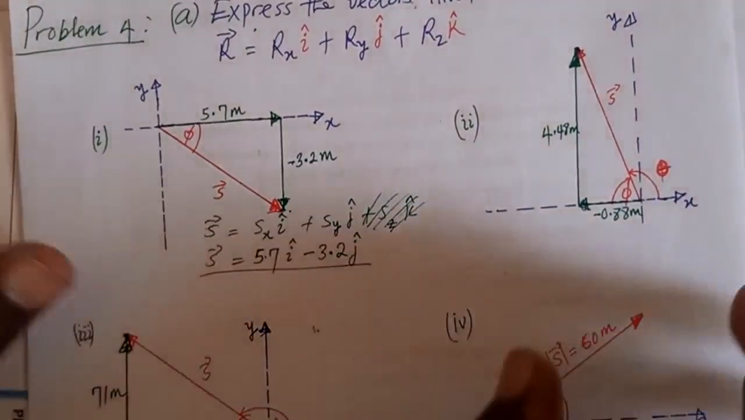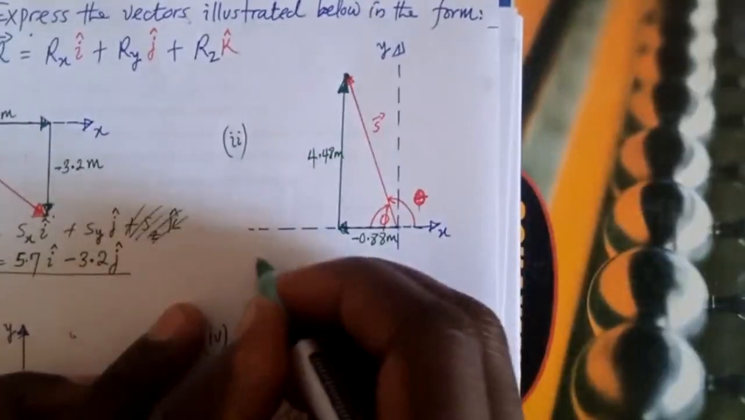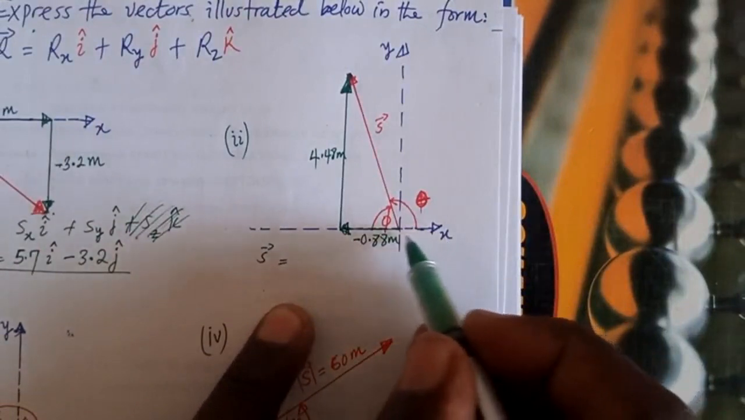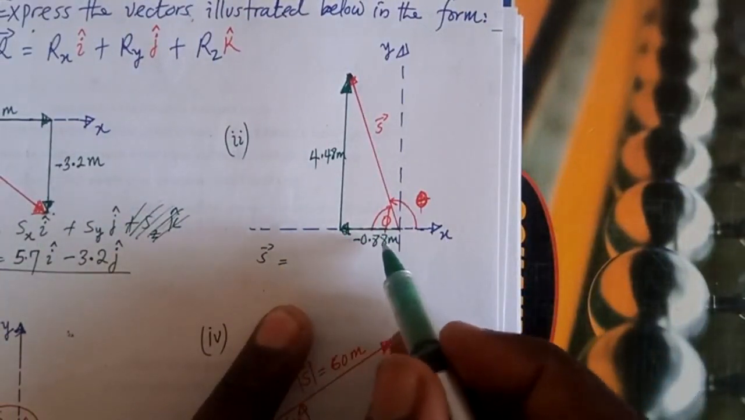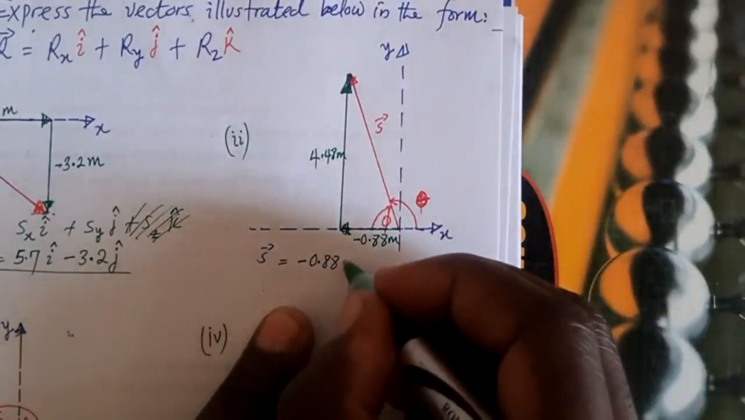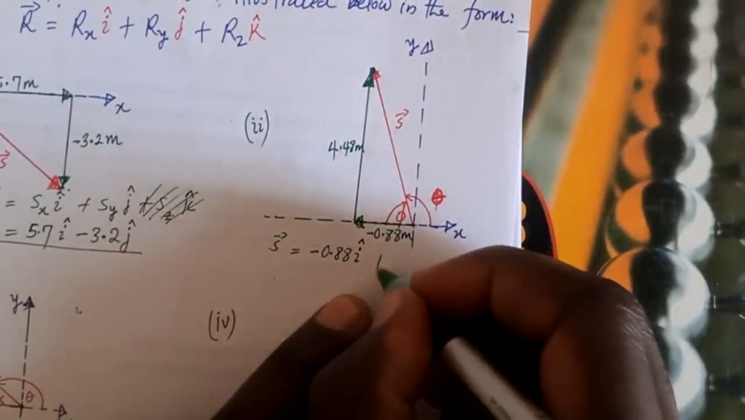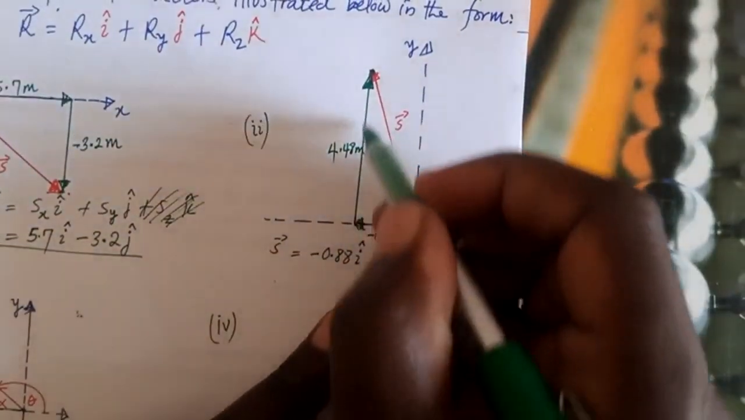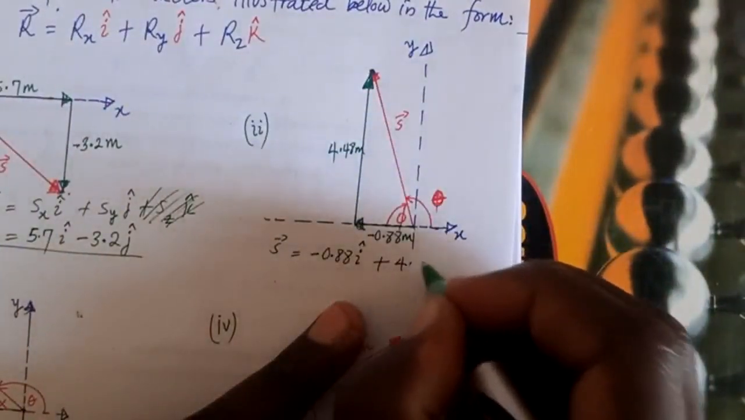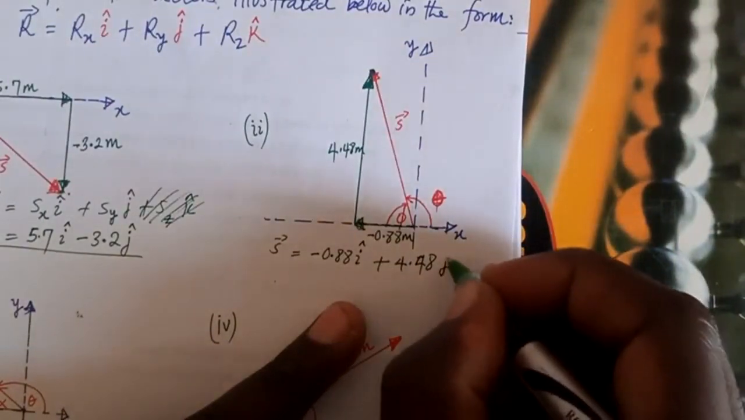As simple as that. Then for the second illustration, again my s vector is equal to, okay, I will write the one along the x-axis first and it is negative 0.88, so I have minus 0.88. Then I will now put i cap, the unit vector along the x-axis, then plus along the y-axis, you can see it is vertically upward, positive, so I will say plus this value, 4.48, and then the unit vector along the y-axis is j cap.